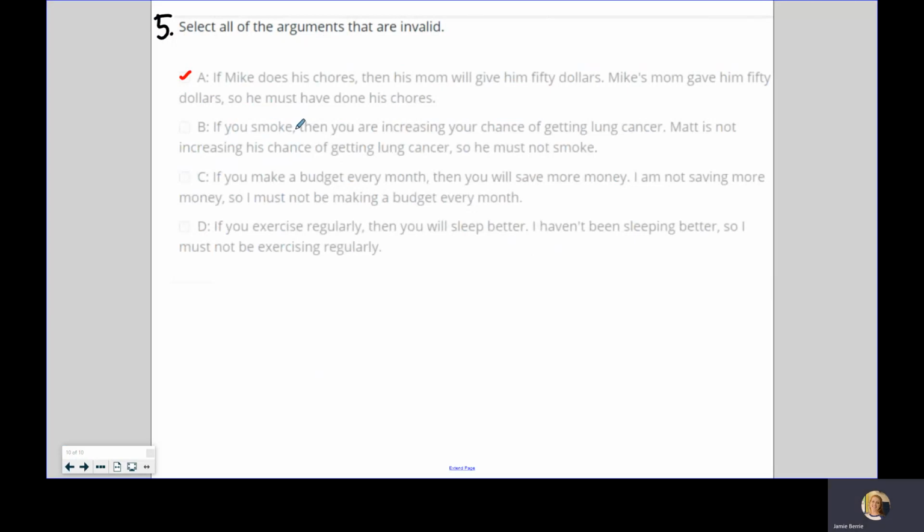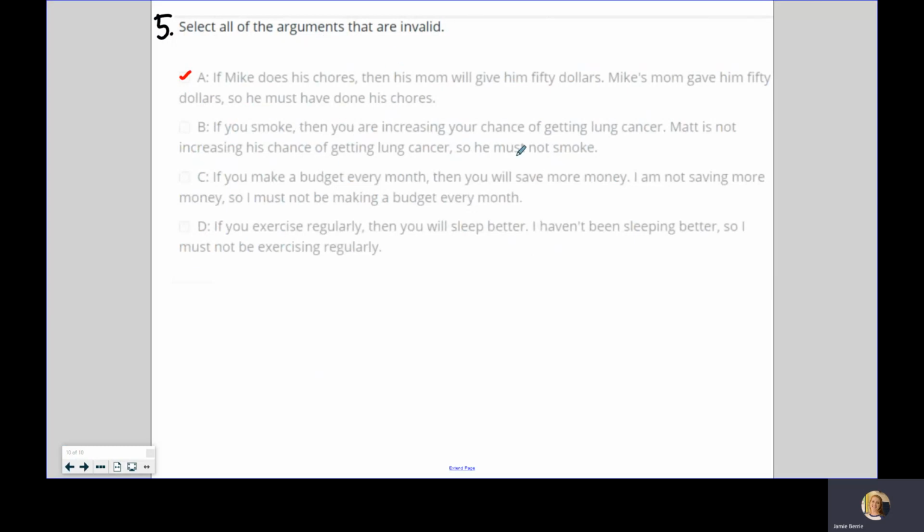If you smoke, then you are increasing your chance of getting lung cancer. Matt is not increasing his chances of getting lung cancer, so he must not smoke. That's valid, right? Because if Matt is not increasing his chance of getting lung cancer, he must not be a smoker. They already told us that smoking increases your chance of getting lung cancer. He's not increasing his chance, so therefore he must not be a smoker. So that one is valid. We're only selecting the ones that are invalid.